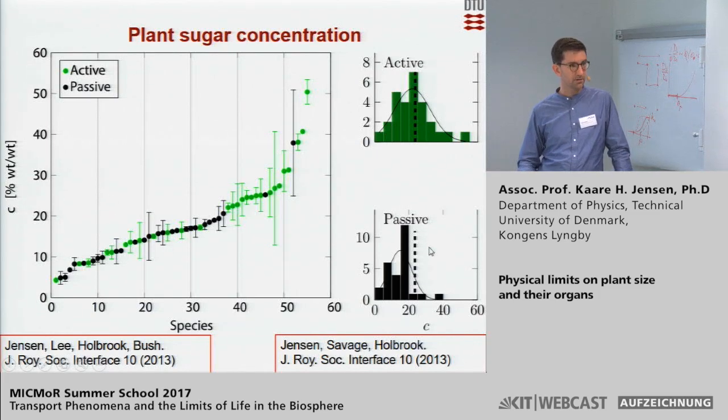And the passive loaders, they just rely on diffusion inside the leaf. So they cannot go as high. They go to maybe 20% at most. And the question is, why do we have this particular distribution? And what is going on with these extremely high concentration species up here?